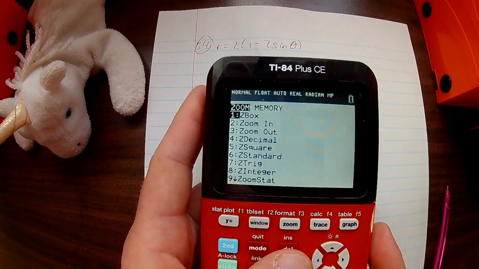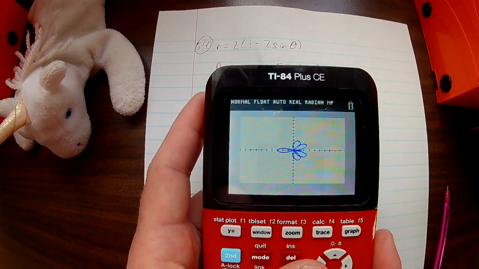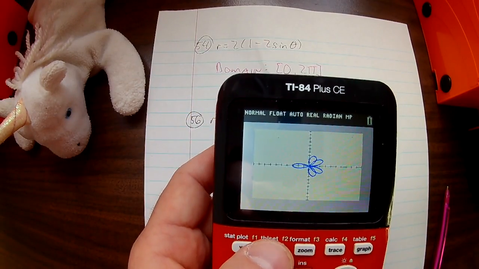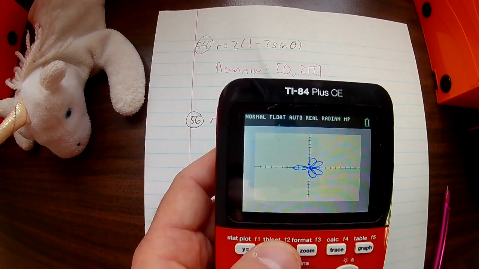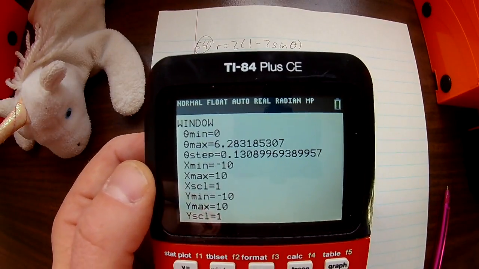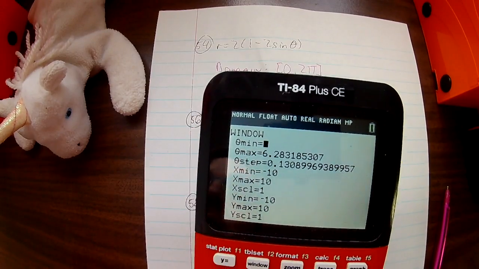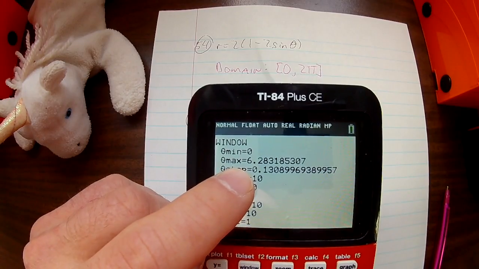And I'm going to go back to the standard viewing window, so I'm going to go back to 6. I can see it looks like a 5-petaled rose curve right there. That's weird. And it's a really lopsided 5-petaled rose curve. Again, I'm going to point out that I did use the standard viewing window, which doesn't graph this whole thing, all that I needed to graph. I need to go even further to get the rest of this graph.